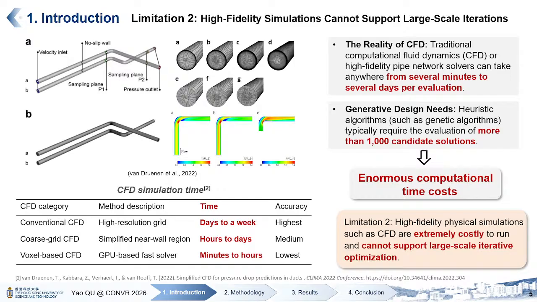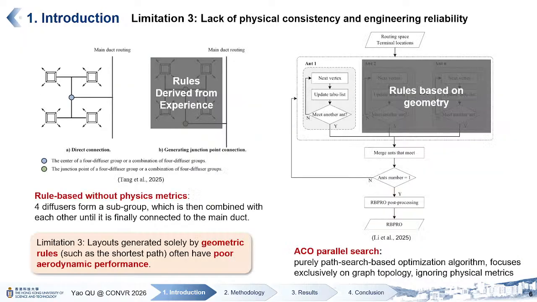From a paper in 2024, we can see that different kinds of CFD evaluation consume computation time from several minutes to several days per evaluation. For generative design needs, heuristic algorithms require the evaluation of more than 1,000 candidate solutions. So it leads to enormous computational time cost, and it cannot support large-scale integrated optimization.